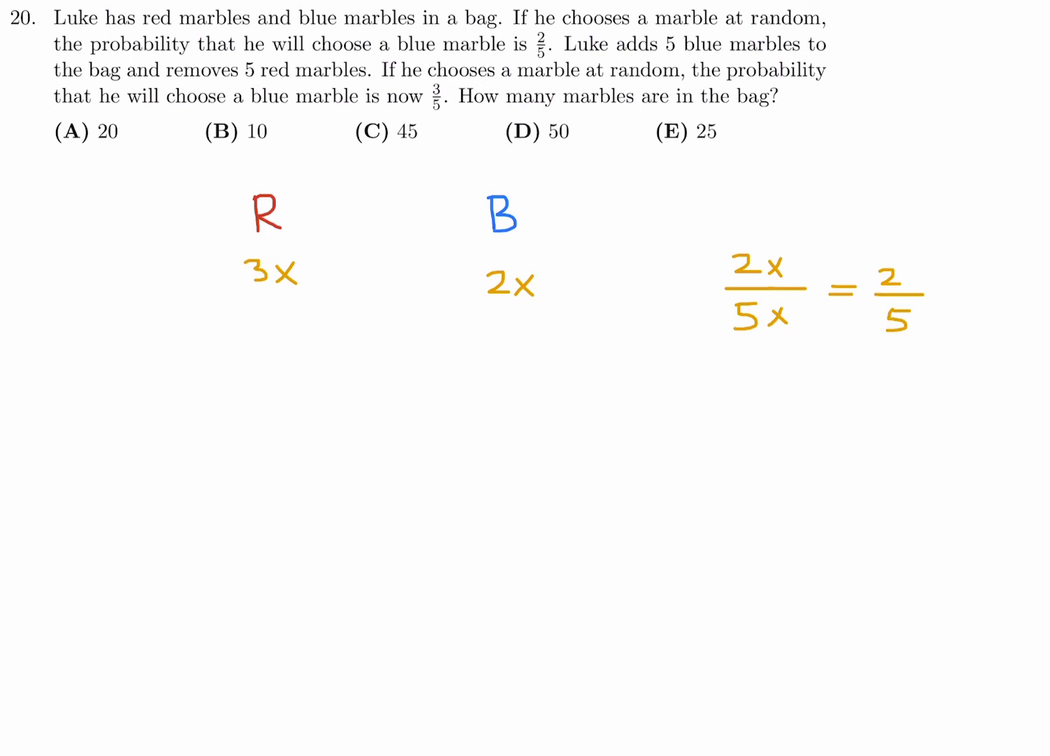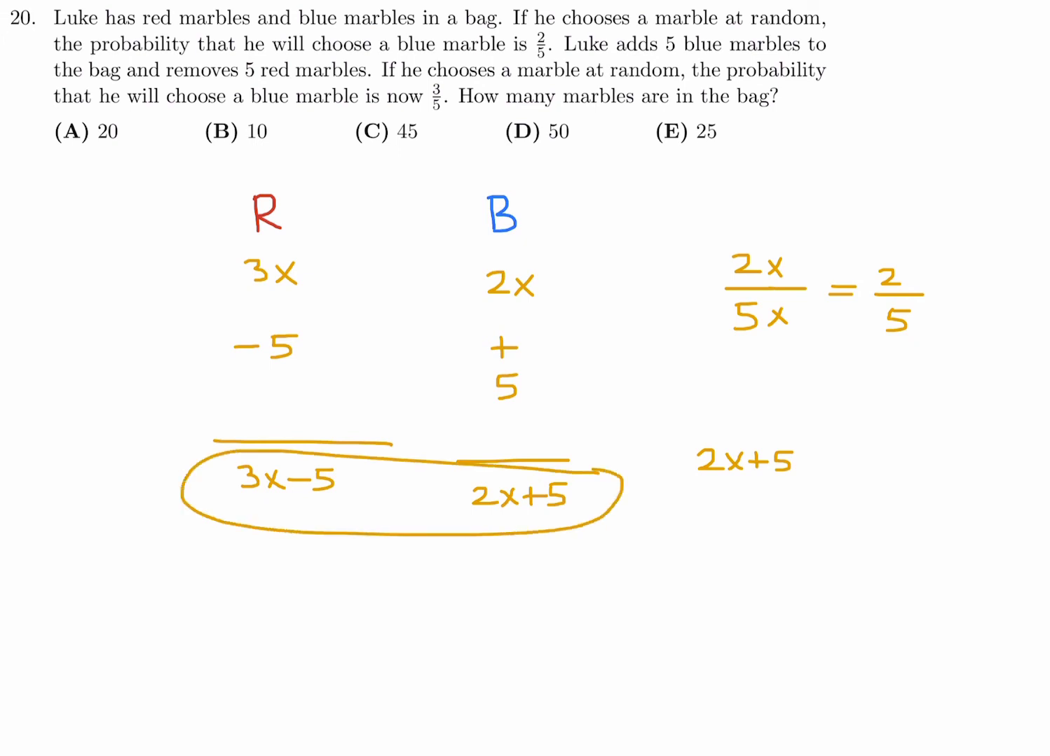Then they're saying that Luke adds 5 marbles, so this becomes plus 5. But then he removes 5 red marbles, so this becomes minus 5. So this total is now 2x plus 5, and this total is 3x minus 5. So now the probability, they're saying, of getting a blue marble is 3 over 5. So 2x plus 5, this guy, over the total. And the total this time is 5x minus 5 plus 5. Well, the 5's cancel, interestingly. So the total is just 5x. And that is 3 over 5.